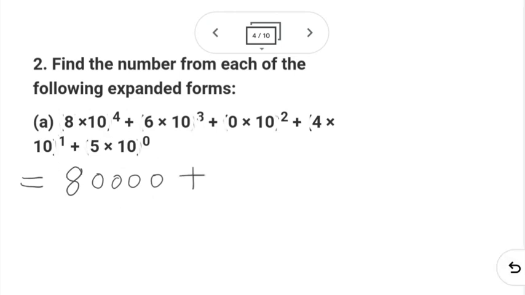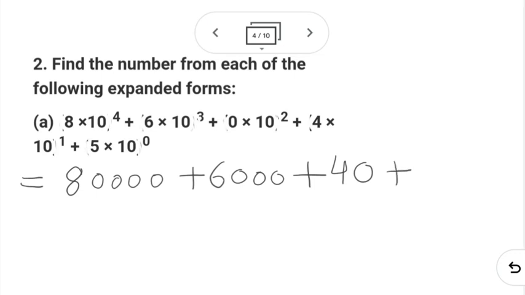Similarly, 6 into 10 raised to power 3. It can be written as 6 and 10 raised to power 3 means we can put 3 zeros after 6. Next number is 0. So as I told you before also, wherever 0 number is coming, we need not mention it. Next number is 4 into 10 raised to power 1. It can be written as 4 and 10 power 1 means 1 zero we will put.